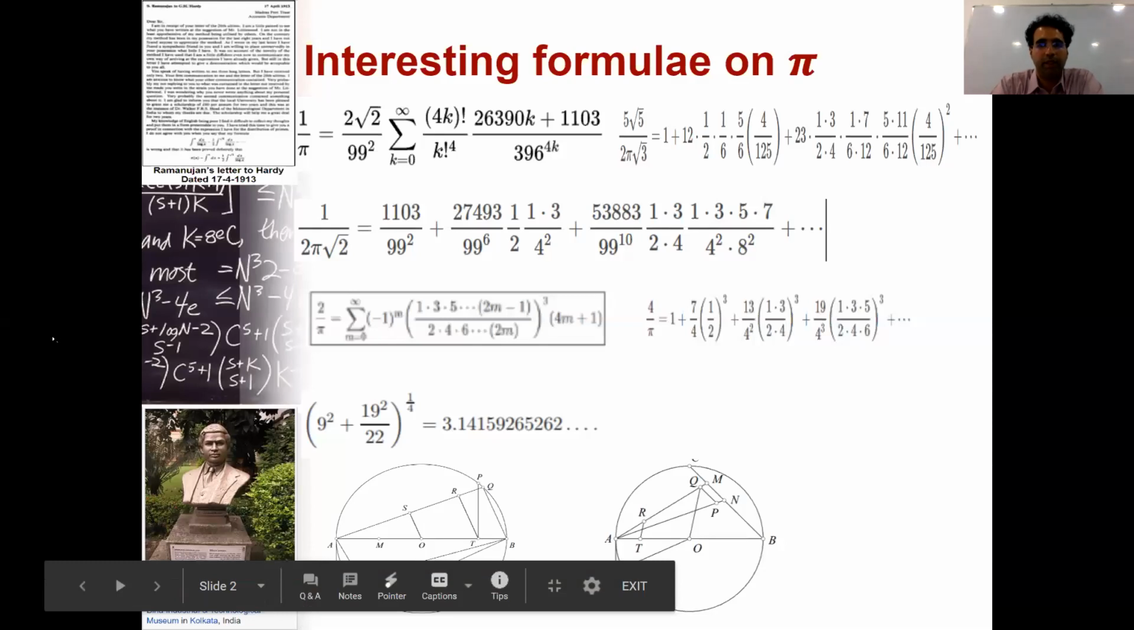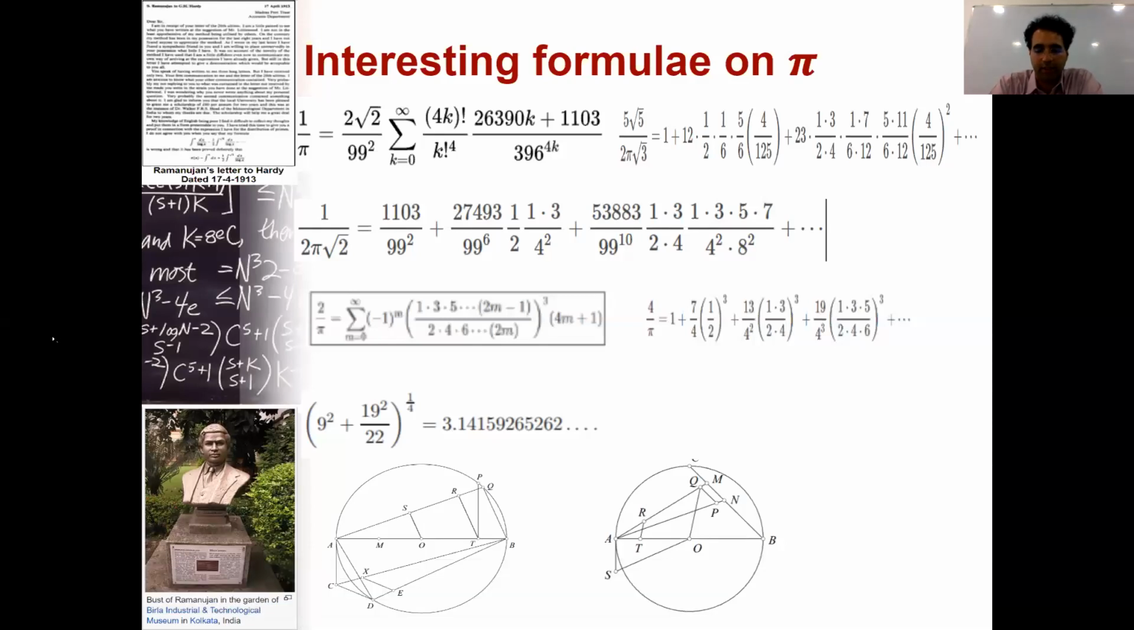Before we go into the details, I just want to give you a glimpse of the kind of formulae that Ramanujan came up with for pi. You can see here a few very interesting formulae. So you have 1 by pi, and then you have 5 root 5 by 2 pi root 3, and so on. As you can see, a few of these formulae are quite complex, especially the first one. And then at the bottom half, you see a relatively simpler formula.